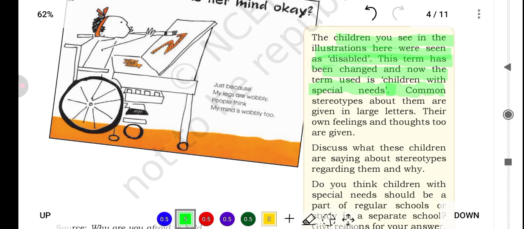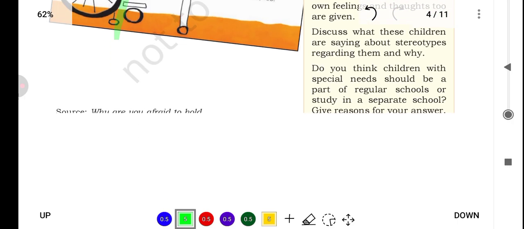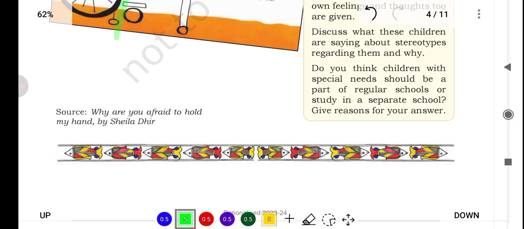Do you think children with special needs should be a part of regular schools or study in a separate school? Give reasons for your answer. If you want, you can answer this question in the comment section below.